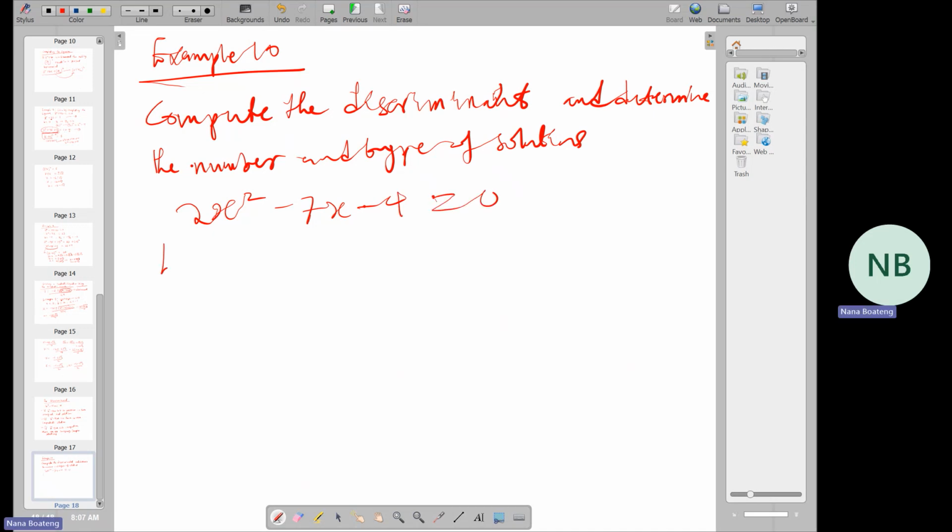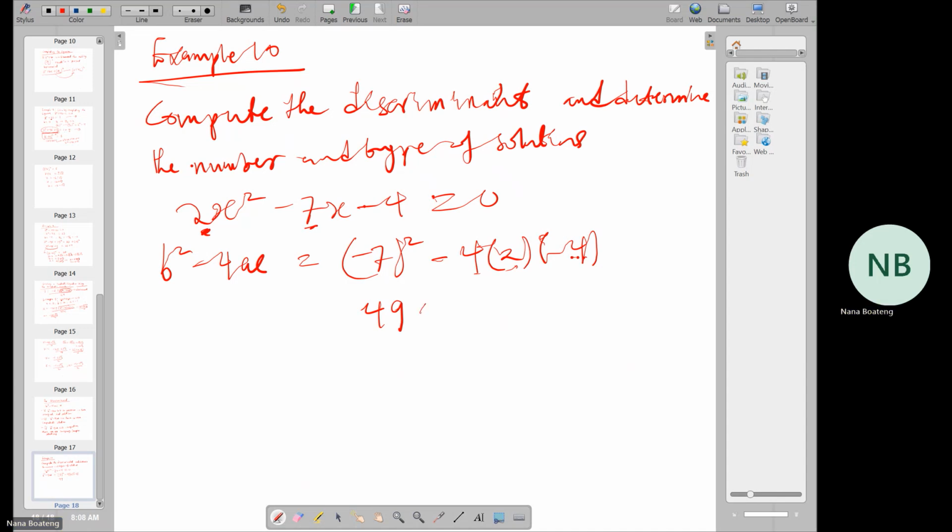So b squared minus 4ac is equal to, our b is negative 7, so negative 7 squared minus 4 times a, our a is 2, and our c is negative 4. So this becomes 49, and negative 4 times 2 is negative 8, times negative 4 is positive 32. And this equals 81.